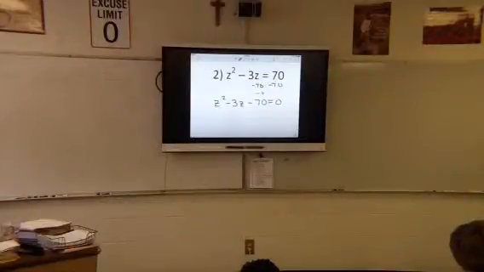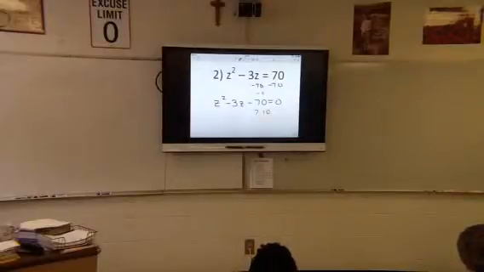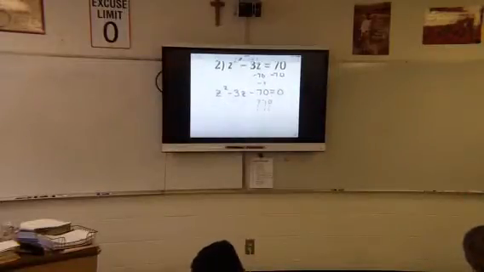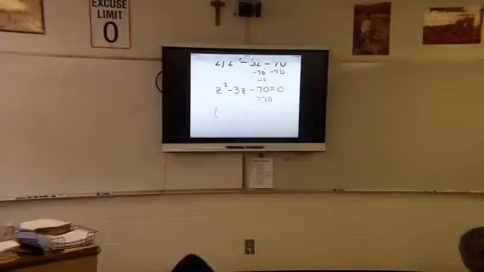10 and 7, very good. All right. So if I look at 10 times 7, I need to make one of them a negative. Which one do I want to make negative and get a negative 3? Good, the 10, right? Okay. So now what's my answer here going to look like?